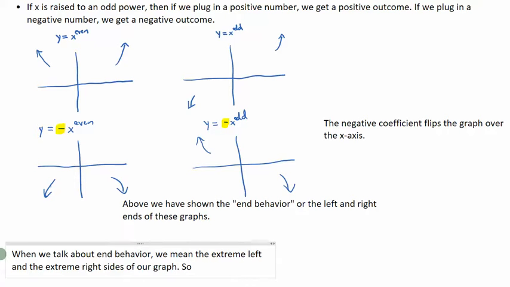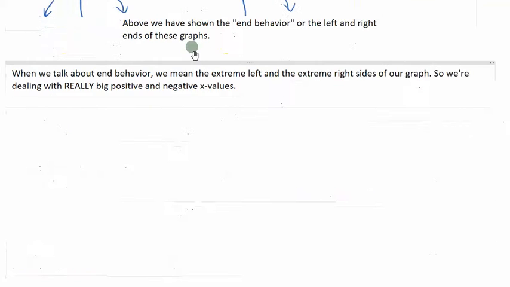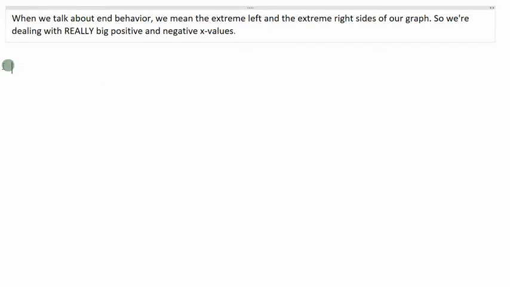So what types of x values are we dealing with? If I'm going to the extreme right, I'm dealing with really big x values. On the right side, those x values are positive. If I go far to the left, I've still got really big x values, but they're negative. So I've got really big positive and negative x values, okay? So that's what we're talking about when we're dealing with end behavior, the extreme right and left sides of our graph. So let's do an example.